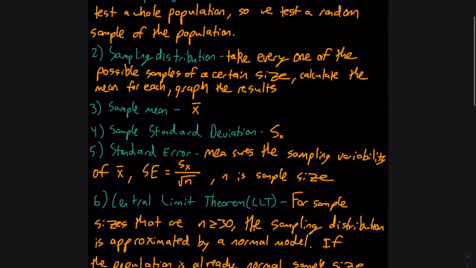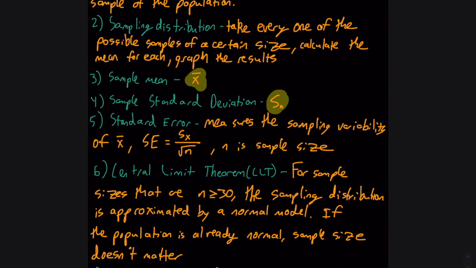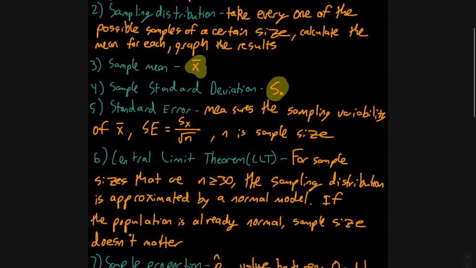And so our sample mean, we are going to call X bar. And then our sample standard deviation is going to be an S. And then you can either put this X as a subscript there, or you don't have to do that. I like to put that there so it reminds me what I'm working with. And then standard error measures the sampling variability of X bar. And so remember, X bar is our sample mean. And so our standard error is calculated with the sample standard deviation over the square root of n, and if we remember, n is our sample size, and we've used that before.